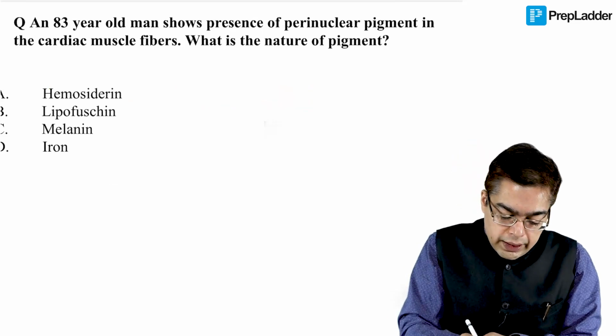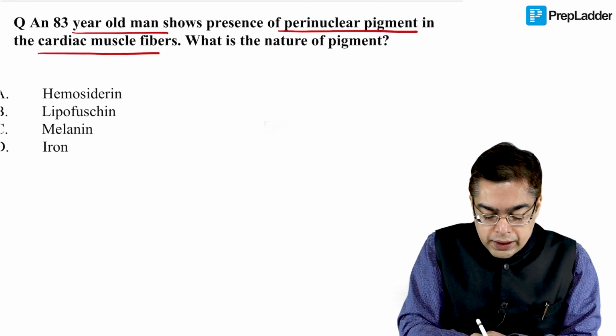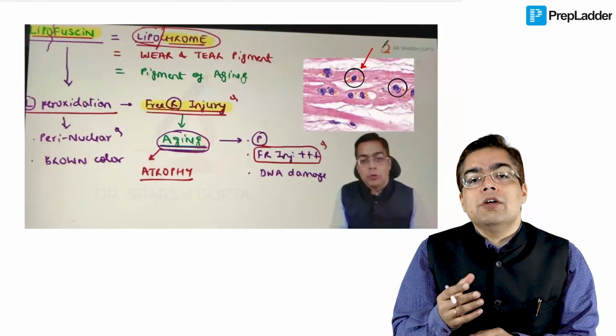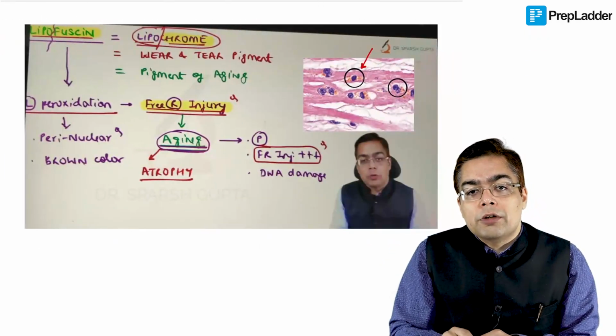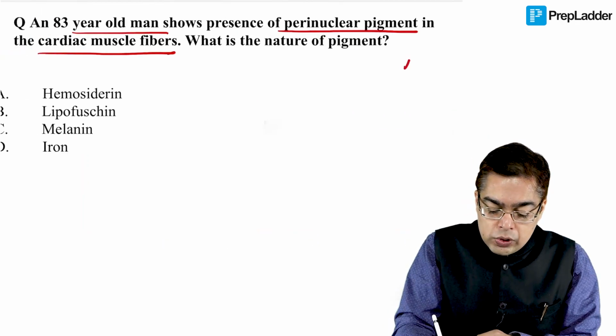Looking at the next question, an 83-year-old man shows the presence of a perinuclear pigment in the cardiac muscle fiber. Now, I have talked about this particular thing with you in great details in the video section, friends. I want you to recall the fact that he is talking about an elderly individual. So, think in terms of a senile pathology. He gives you a hint with respect to a perinuclear pigment.